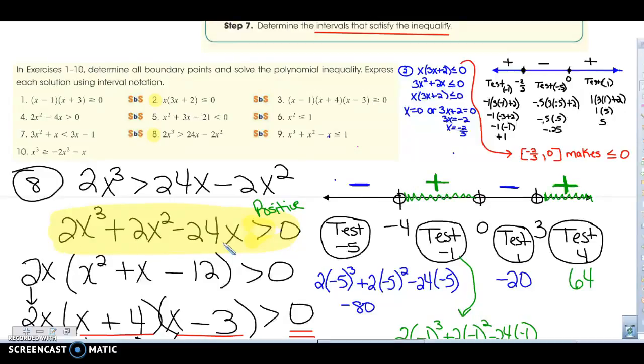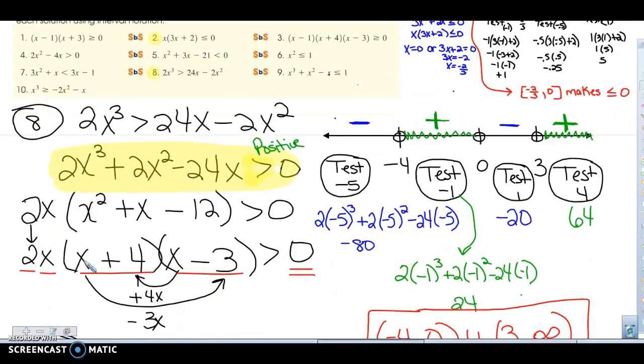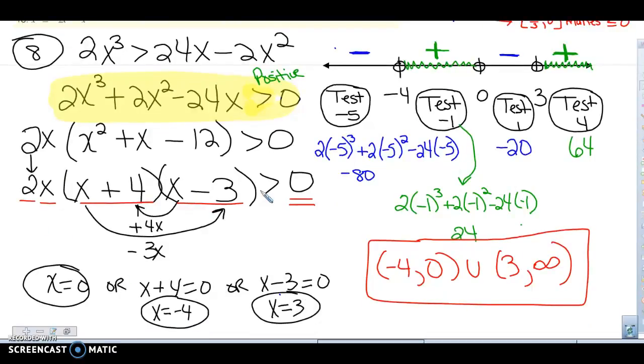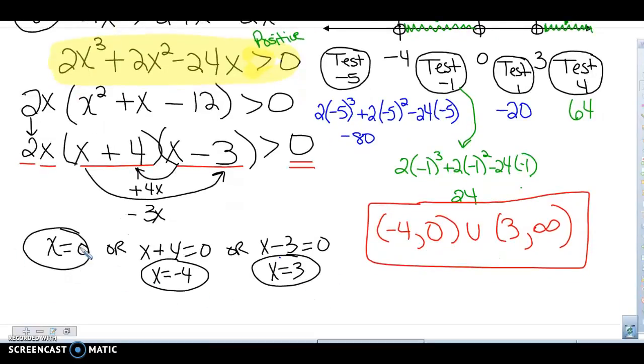So what we did was then factor the left side. There's a GCF of 2x, so we take that out first, leaving this trinomial. So we divided each part here by 2x. Then we continued to factor this trinomial, and we ended up with x plus 4, x minus 3. We then set each factor that contains a variable equal to 0. Notice we have 3 different factors here. So we set the x equal to 0, the x plus 4 equal to 0, and the x minus 3 equal to 0. So we ended up with 3 boundary points.